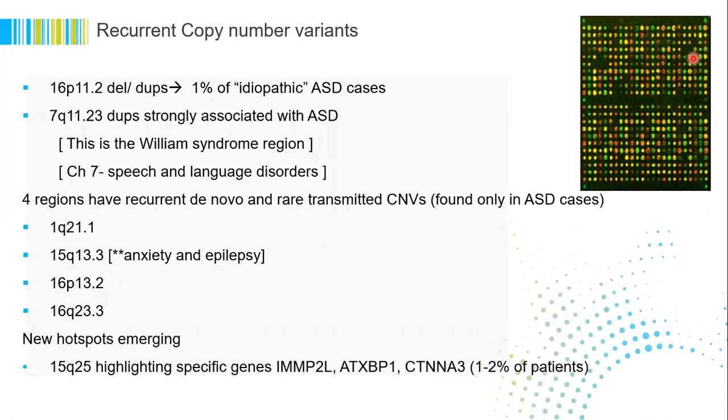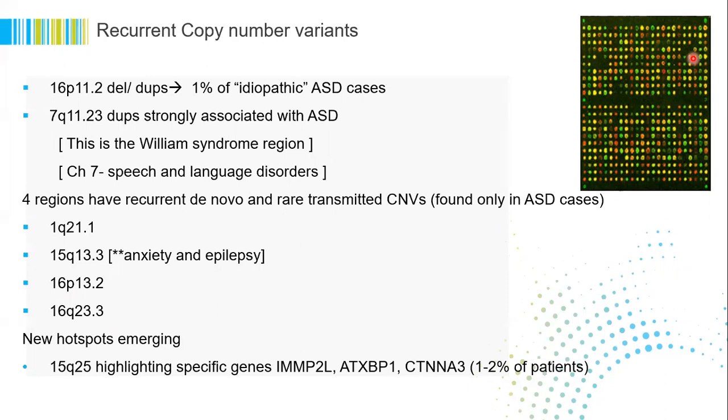Another is 7q11.23, which is the Williams syndrome region. Now, Williams syndrome is caused by microdeletion of this region, but when a duplication is found in this region, it might have a different phenotype like ASD.